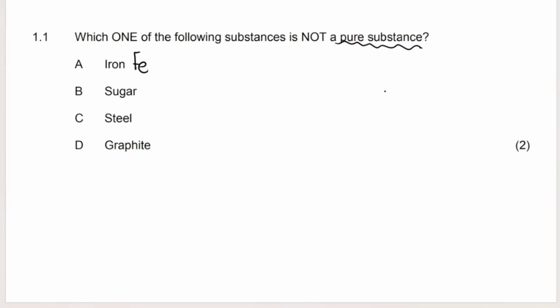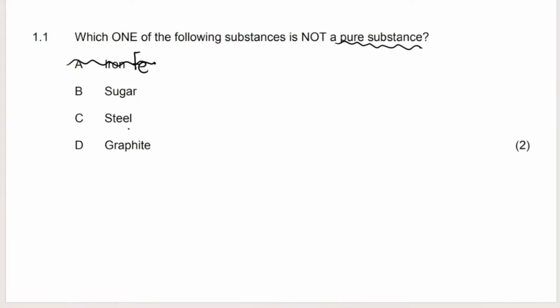So pure substances are elements or compounds. Remember, elements are all the things that you find in the periodic table. Compounds exist when we combine one or more types of elements together in a fixed ratio. So iron is definitely a pure substance. So that's definitely not one of my answers. Some people get confused with sugar. I'm going to come back to sugar.